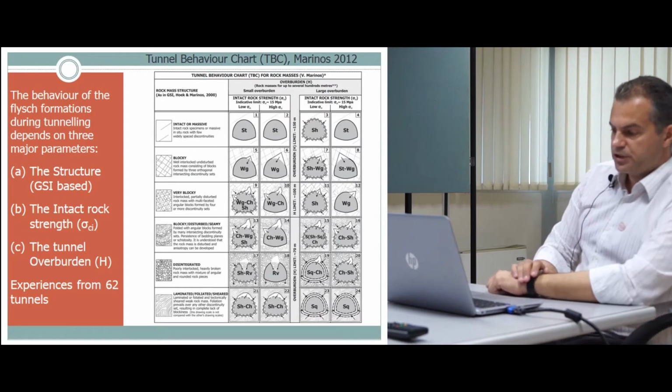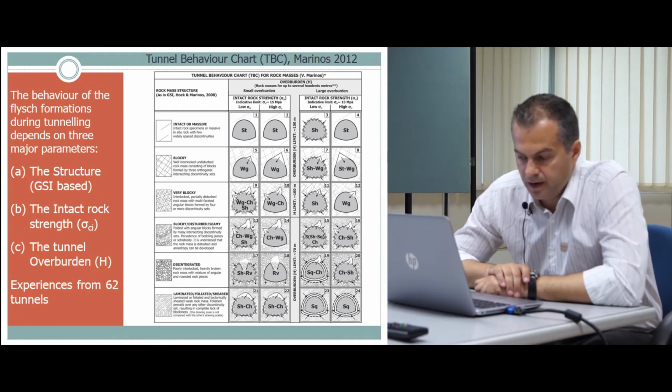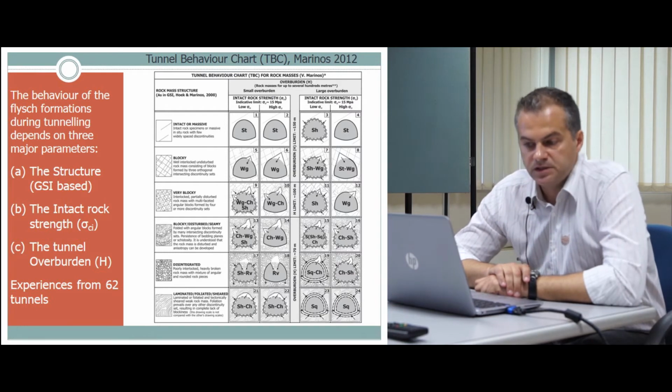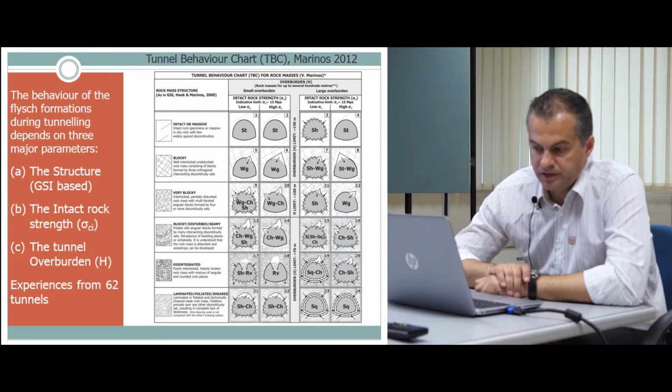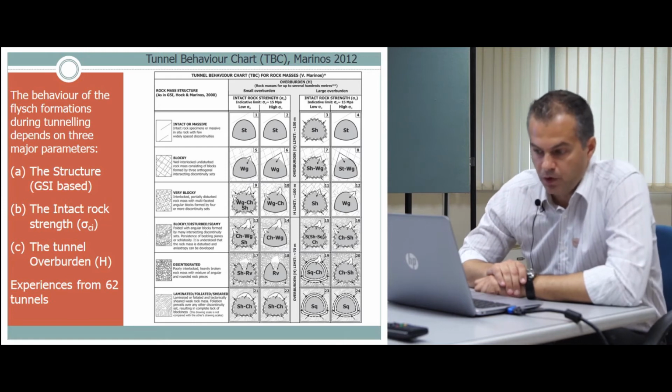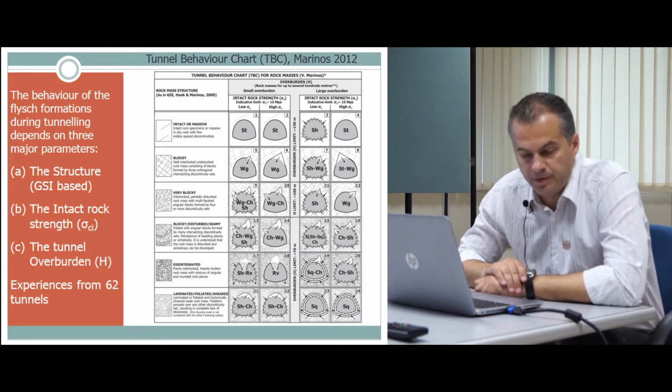Now we can proceed to this tunnel behavior chart, which has the experience from these 62 tunnels. This chart is based firstly on the recognition and identification of the possible structure of the rock mass, then the intact rock strength, and the tunnel overburden.